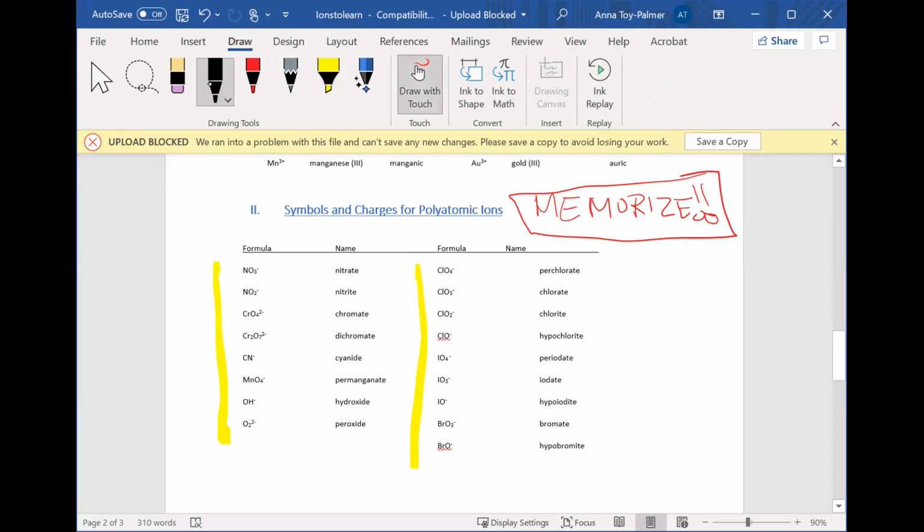And you may also see periodate, iodate, hypoiodite. You might also see IO2 minus, which is iodite, bromate, hypobromate. You'll see bromite, BrO2 minus, bromite. And then you can have perbromate.